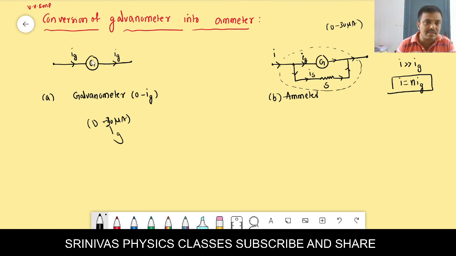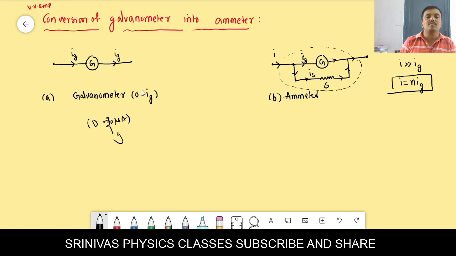More than that, if we send, the galvanometer will be damaged. That's why I connect a small resistance parallel to it. For example, if we send 100 microamperes, then out of 100 microamperes, 30 may pass through the galvanometer. The remaining 70 will pass through the shunt. Then there is some multiplication factor, the n value. By using that n, we can change the Ig value into I. Like that it can measure I.